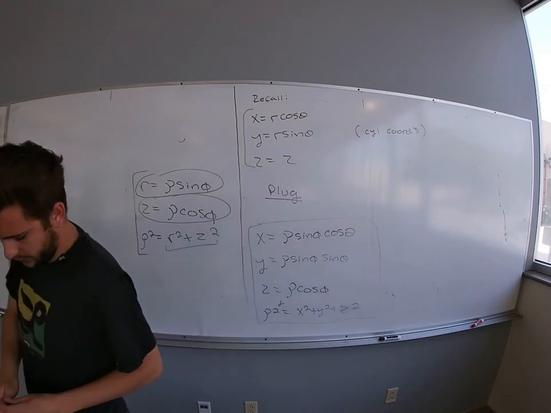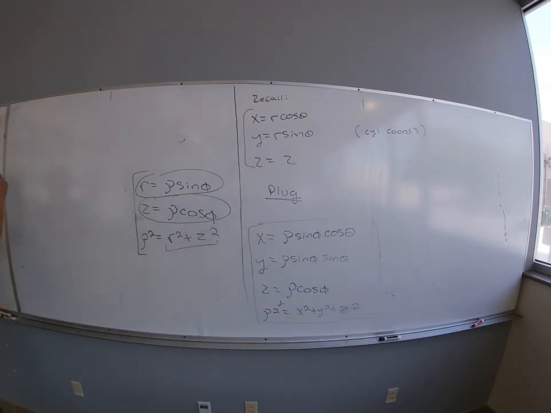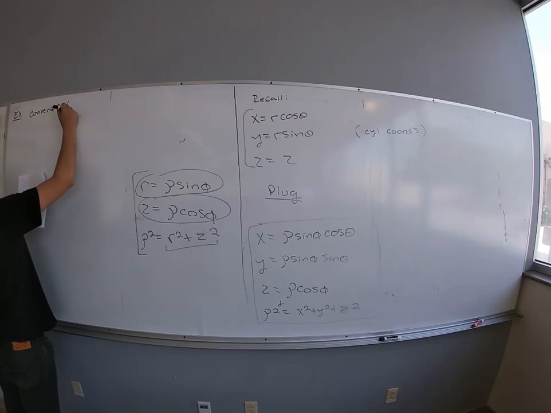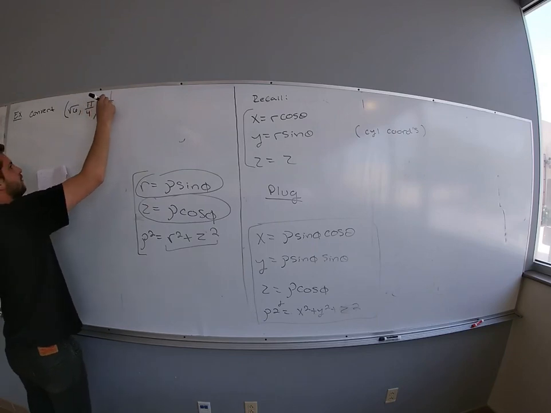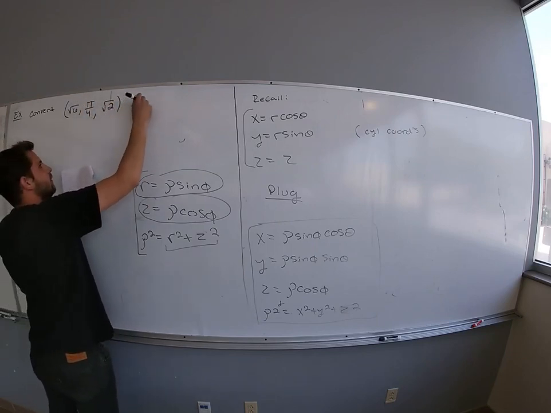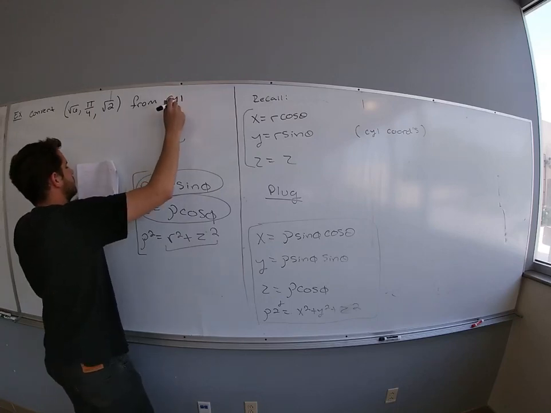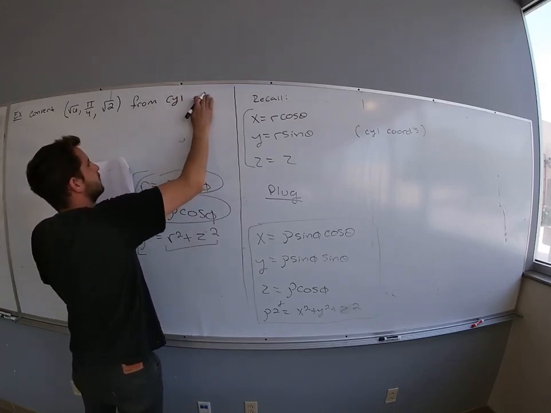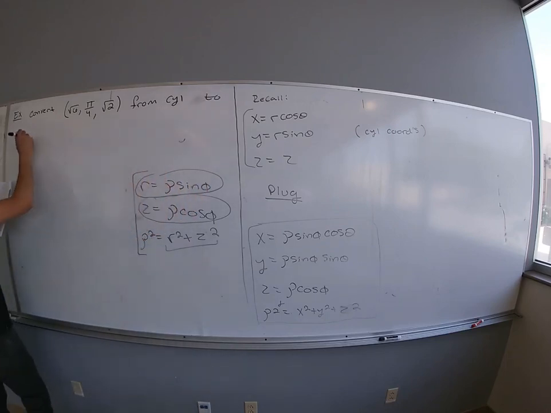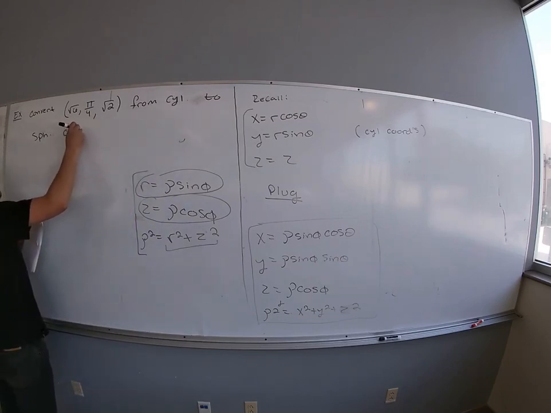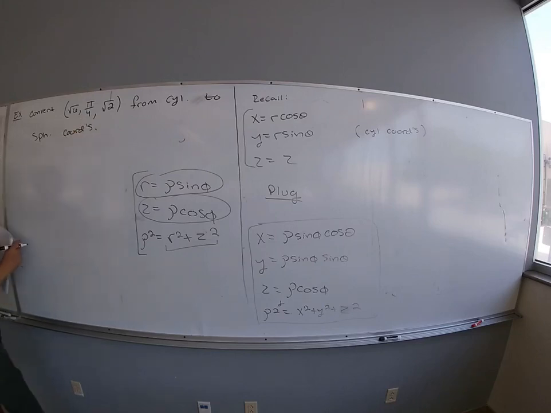Let's work over here. Let's do an example. Convert: what do I have? Square root of 6, pi over 4, square root of 2. It's given to me in cylindrical coordinates, and I want to convert from cylindrical to spherical. And I'll often abbreviate, just like I do cylindrical, I'll do SPH for spherical coordinates. Okay? So, solution.